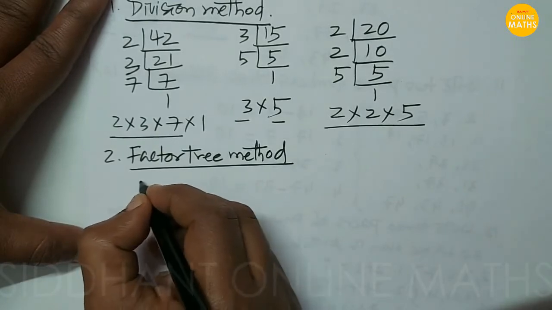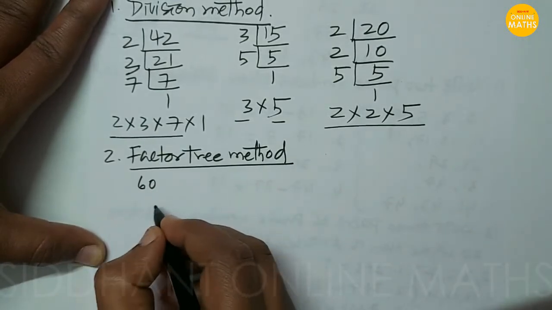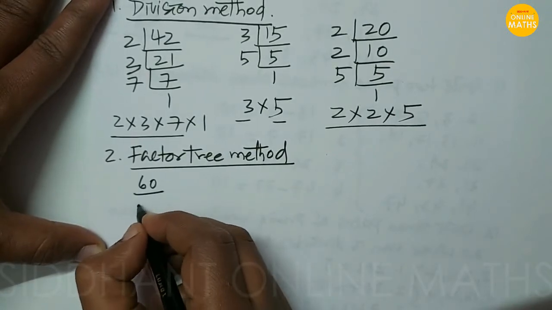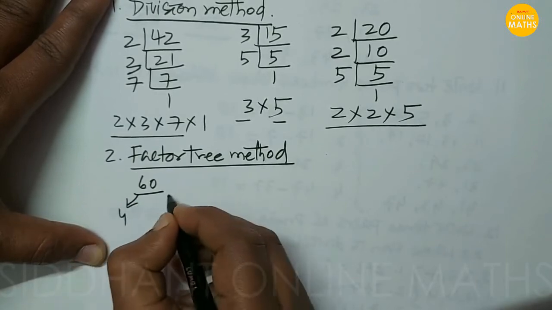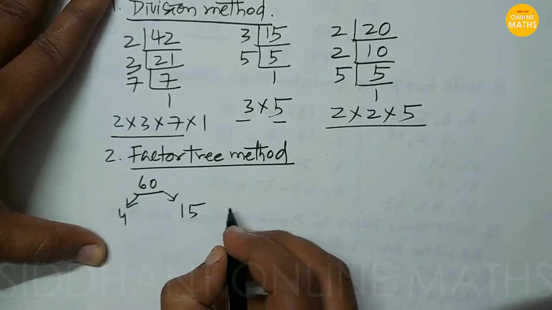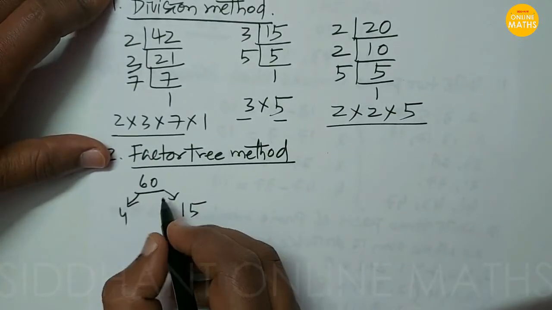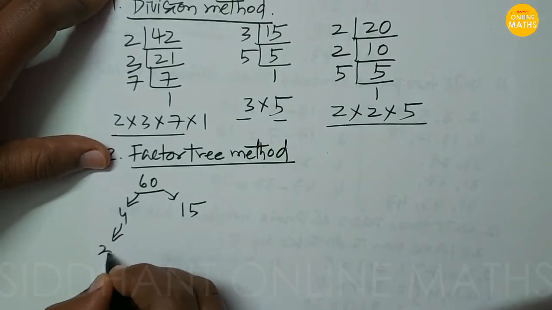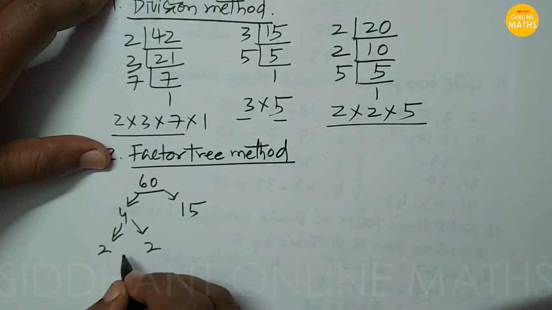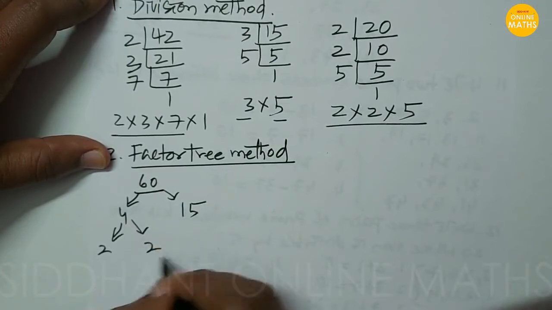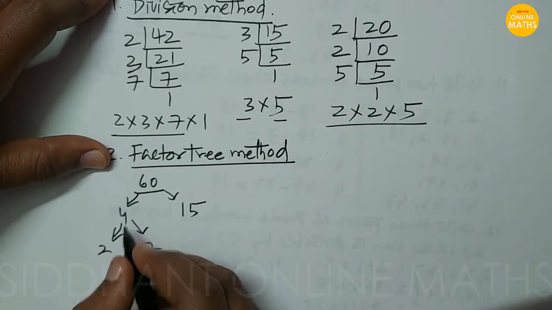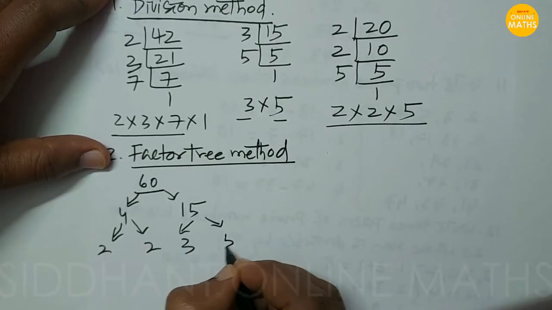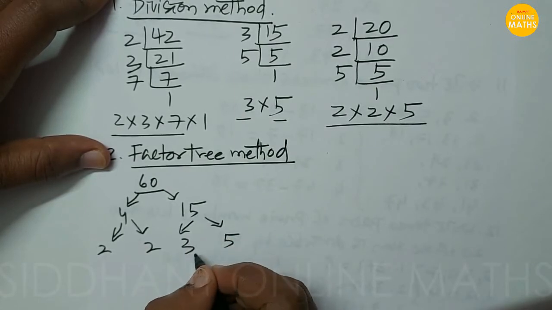The example given here is 60. Now, the prime factorization of 60. When you find the factors of 60, you see 4 and 15. So 4 into 15 gives the number 60. Here 4 is a composite number, and 15 is a composite number. Now 4 can be written as 2 into 2, so 2 and 2 are the factors of 4. Next, 15 can be written as 3 into 5, so 15 has the factors 3 and 5.